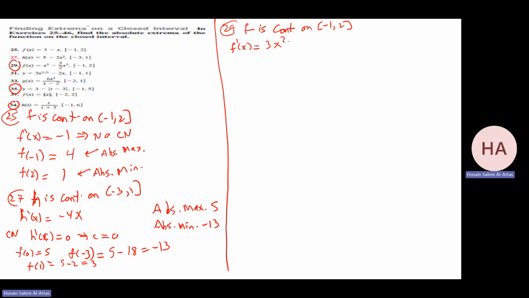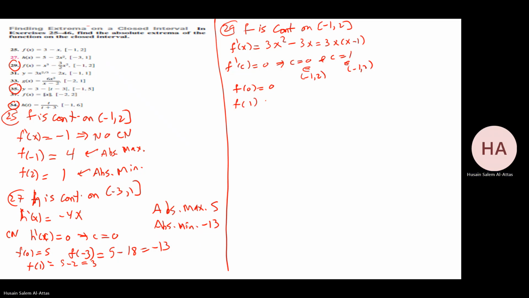3x squared minus 3x, which is 3x times x minus 1. f prime at c equals 0 implies c equals 0 and c equals 1, which belong to the interval. So we'll consider them. And f at 0 is 0, f of 1 is 1 minus 3 over 2, that is minus half. f of minus 1 will be minus 1 minus 3 over 2, that is minus 5 over 2.